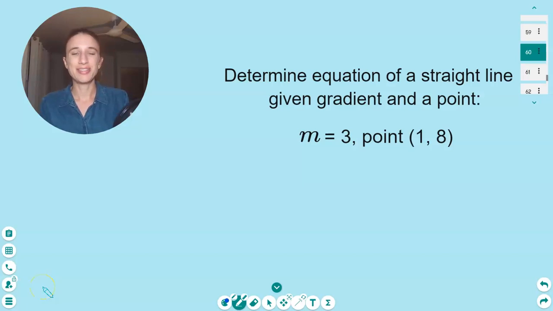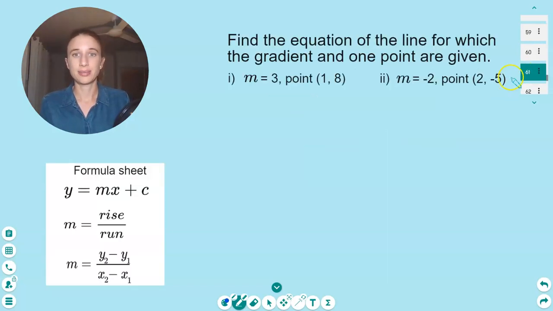Hello and welcome to this video on determining the equation of a straight line given the gradient and a point. Let's try it out. Find the equation of the line for which the gradient and one point are given. Let's start with this one on the left, and then maybe you want to have a go at the one on the right together.